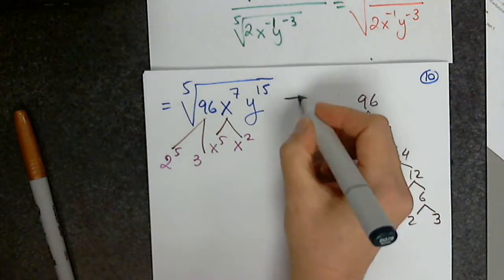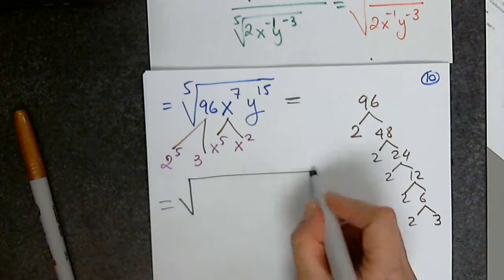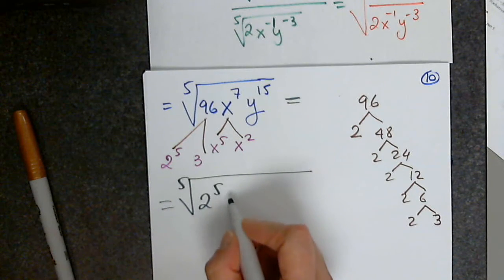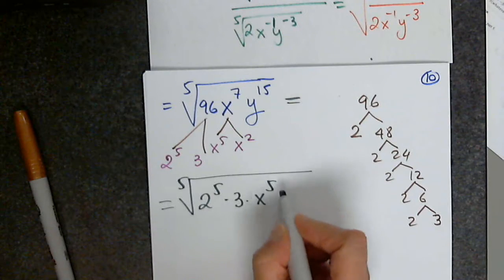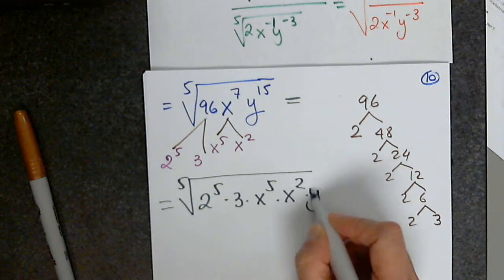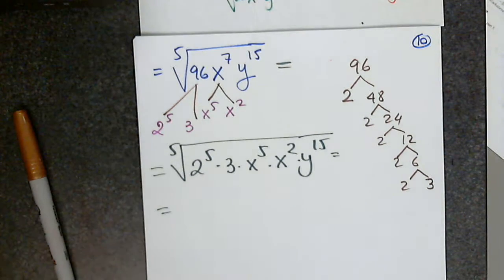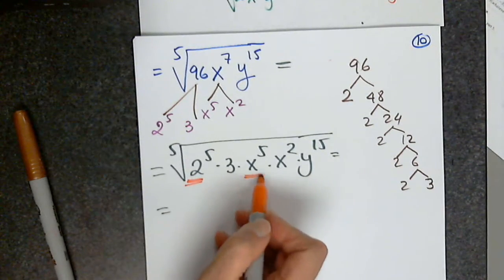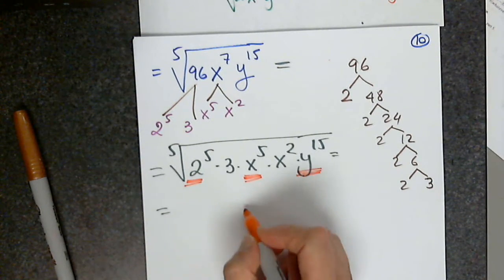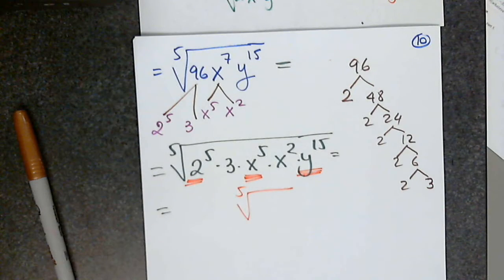If you need to see it again, let's rewrite it as the fifth root of 2 to the 5th times 3 times x to the 5th times x squared times y to the 15th. If this helps you, please write the intermediate step. And I know what comes out, right? This will come out, this will come out, and this will come out. I can already write what is left under the fifth root, so I don't forget it.